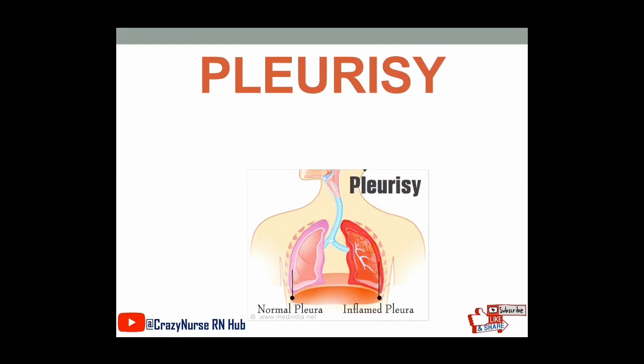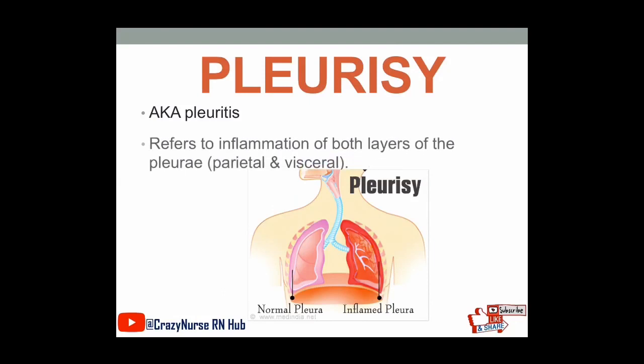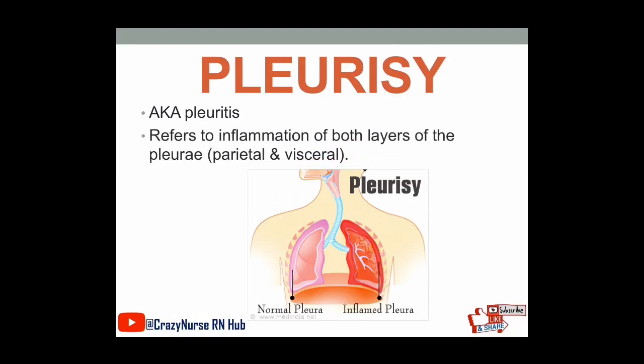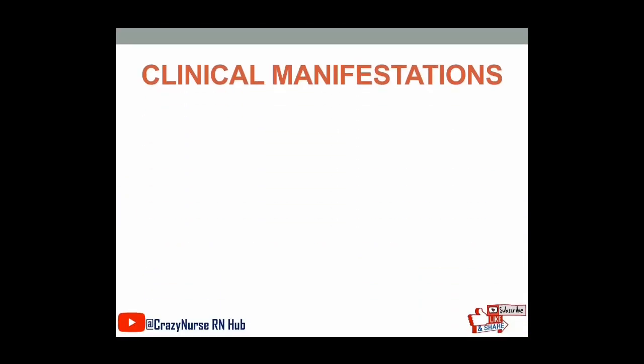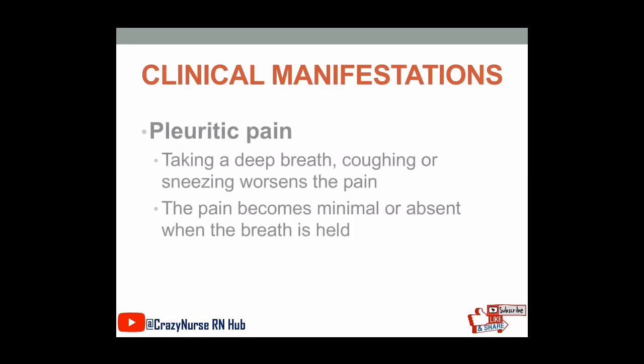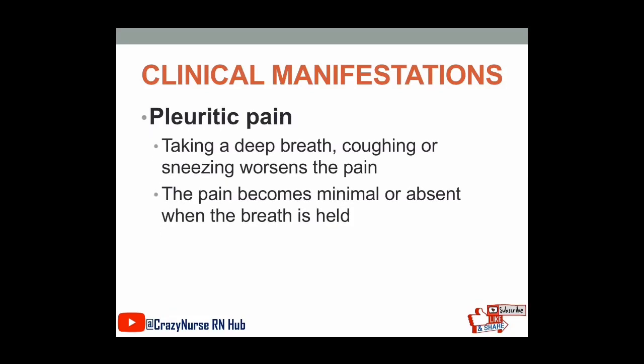Now let's discuss about pleurisy. It is also known as pleuritis. It refers to inflammation of both layers of the pleurae, the parietal and visceral. For the clinical manifestations, we have pleuritic pain. The key characteristic of pleuritic pain is its relationship to the respiratory movement. Taking a deep breath, coughing, or sneezing worsens the pain.